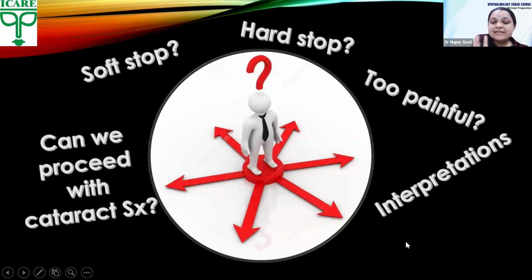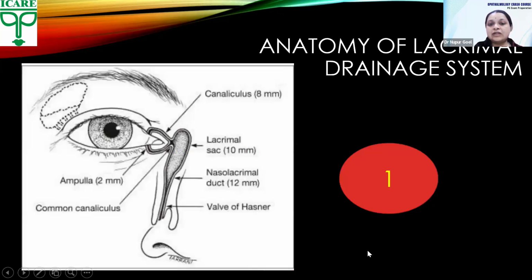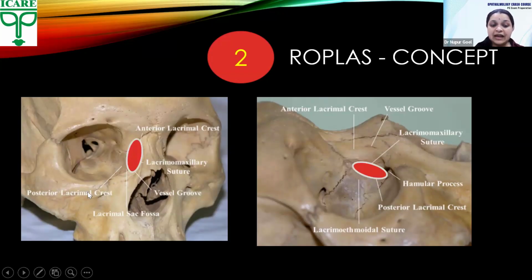I would like to take some time to discuss syringing and the ROPLAS concept, because this often looks very simple, but a lot of dilemmas are associated with it. I'll cover ROPLAS and syringing as five key points. First, coming to the anatomy: one must always be aware of the lacrimal drainage system anatomy. The ROPLAS concept is regurgitation on pressure over the lacrimal sac, so it's very important to know the exact position of the lacrimal sac. Here, the lacrimal sac is situated in the lacrimal sac fossa. I'll go back again.